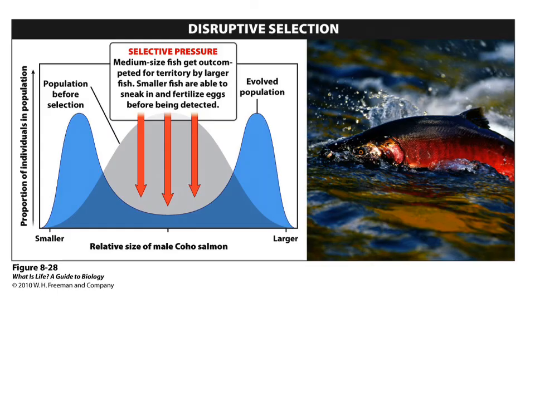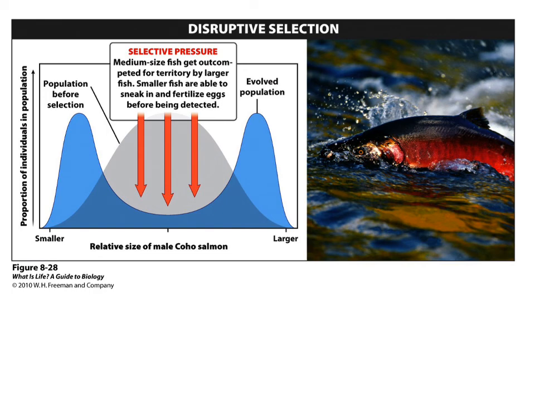Another example occurs in certain populations of salmon. Larger salmon, they can compete with each other. The males compete with each other. The largest fish get to fertilize the eggs more often, and so this large size is selected for.